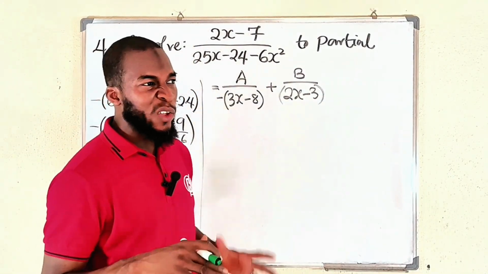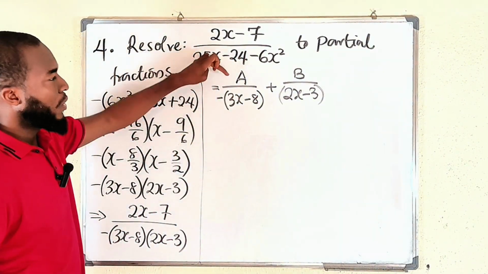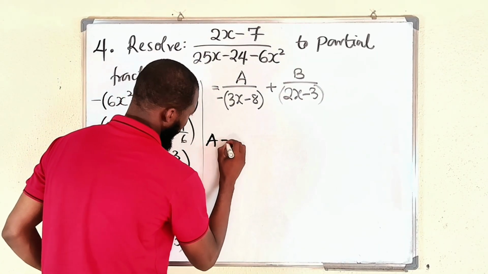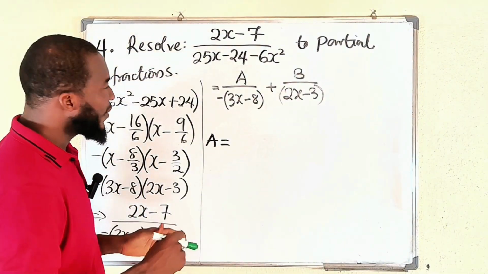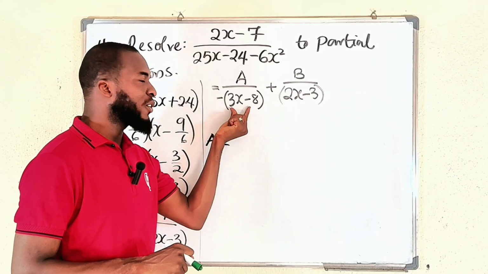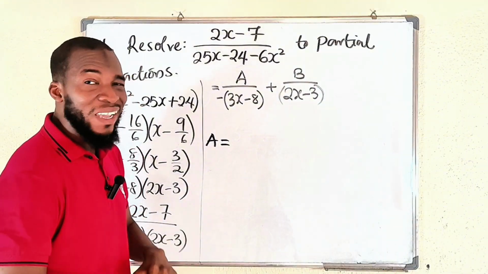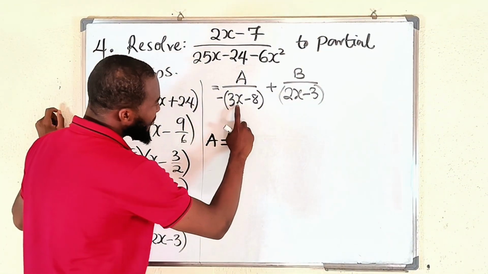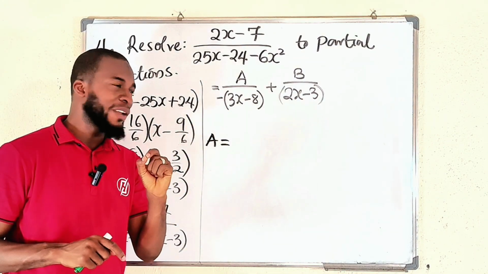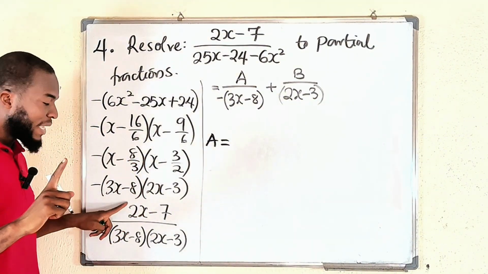Now I would like to apply the cover-up method in order to save time. How can we apply the cover-up method? Let's start by finding the value of A first. To find the value of A, we have to first find that value of x that can make this factor 0. The only value of x that can make this factor 0 is 8 divided by 3, because 3 times 8 over 3 gives us 8, and 8 minus 8 gives us 0. So we're going to use that value of 8 over 3. Substitute that 8 over 3 here.